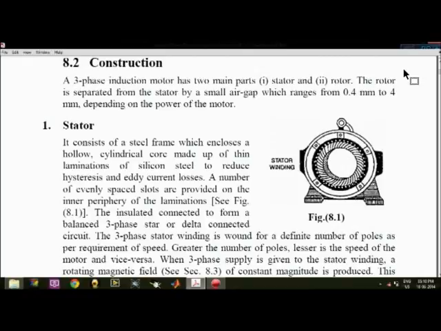So now talking about its construction, a three-phase induction motor has two main parts. You can see the stator, the outer part, and the inner winding part is the rotor. There are several measurements regarding this. The rotor is separated from the stator by a small air gap, and this air gap ranges from 0.4 mm to 4 mm depending upon the power of the motor which you require.